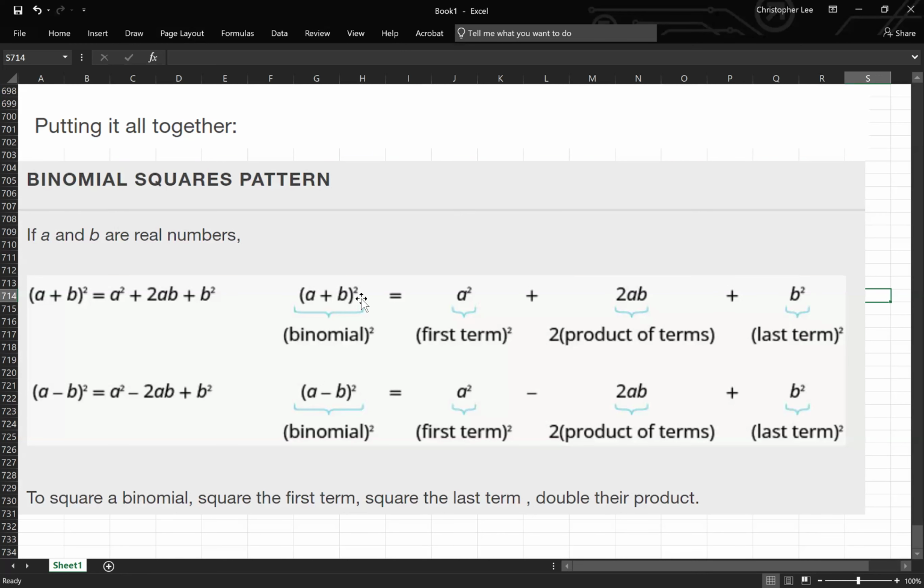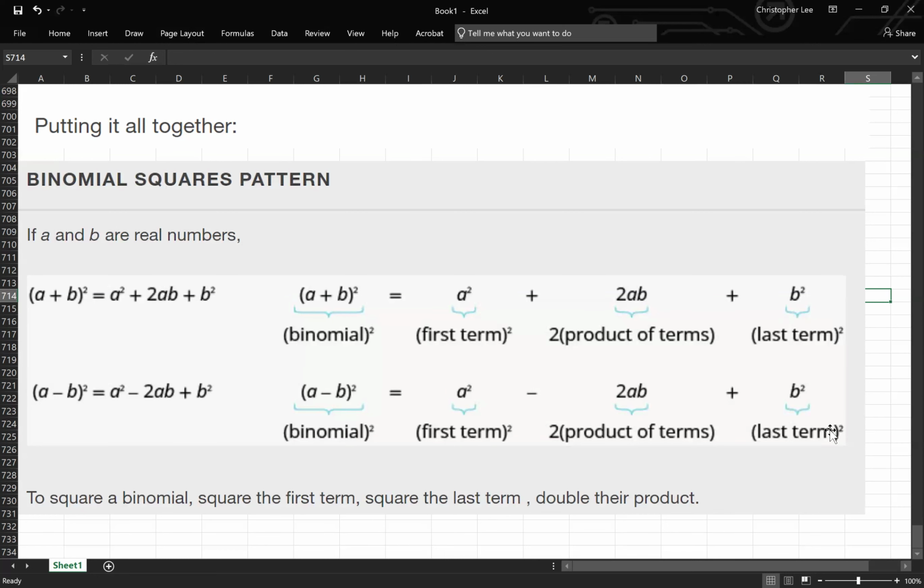Just the last term B, but squared. If it was a minus, A minus B squared, right? It's going to come out to this pattern, A squared minus 2AB plus B squared. How do we get that? The first term is going to be squared, A squared. The middle term is going to be 2 times the product of the two middle terms here, which is A times negative B, which gives us negative 2AB. The last term is going to be the last term squared. So negative B squared is just B squared.